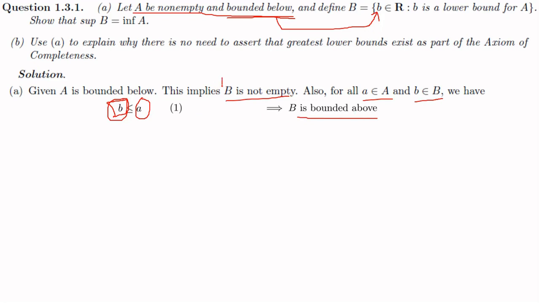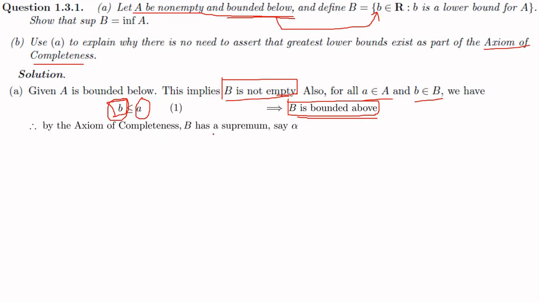Now, earlier we got that B is non-empty. Now we got that B is bounded above. Then, by the axiom of completeness, B has a least upper bound, or a supremum. Then we call that supremum alpha. That means alpha is the supremum of B.